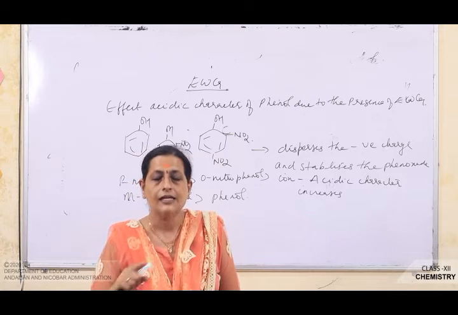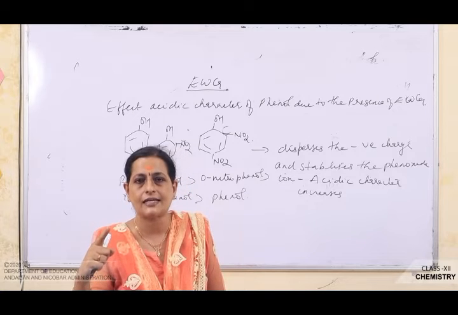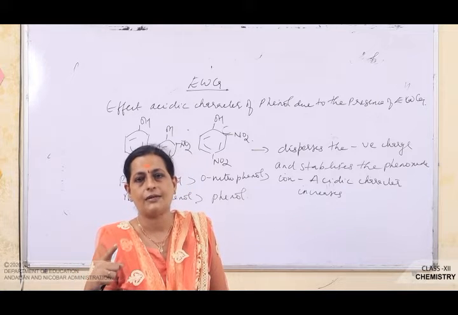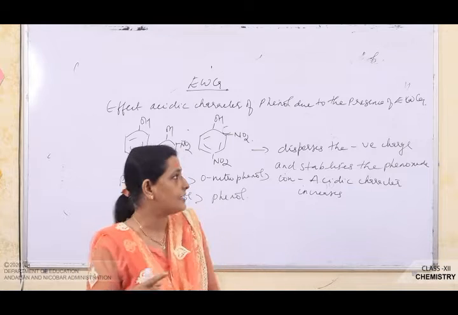the stability of phenol is not increasing. The reaction is going in which direction? Forward direction. That means whose stability is increasing? Phenoxide ion stability is increasing. So that is the reason why acidic character is increasing.